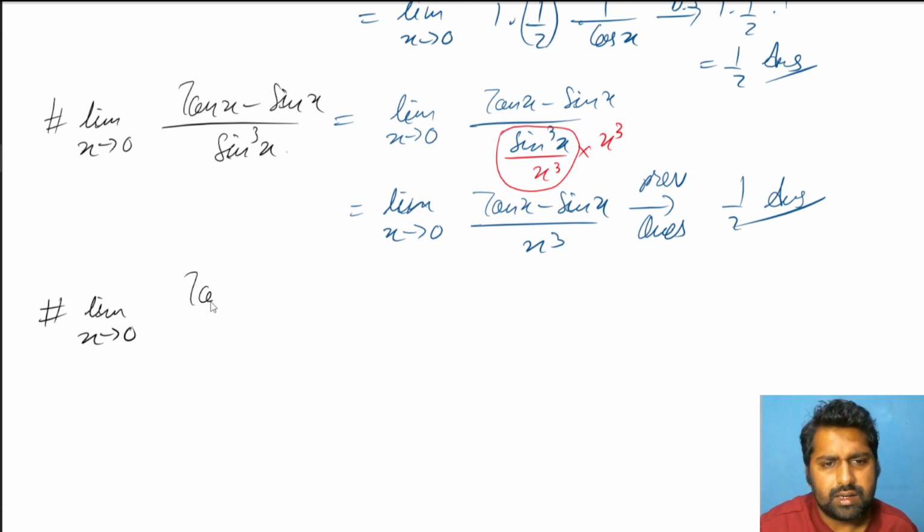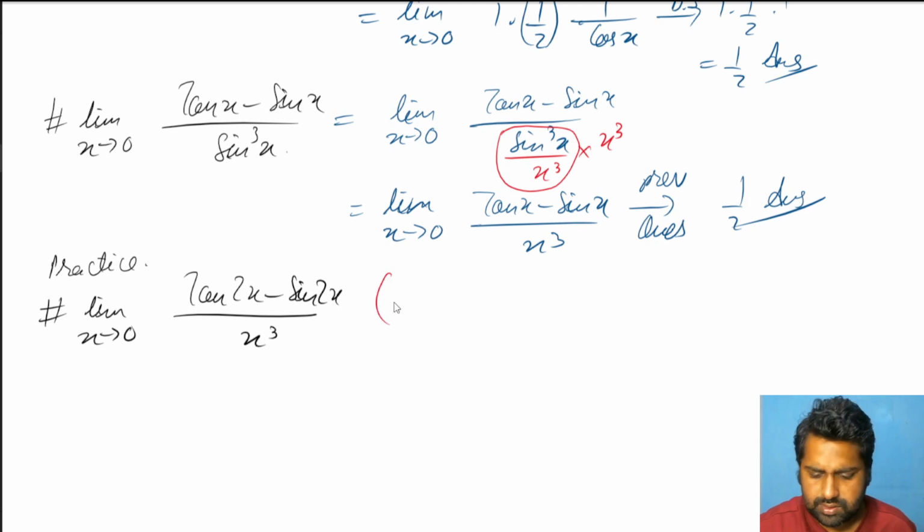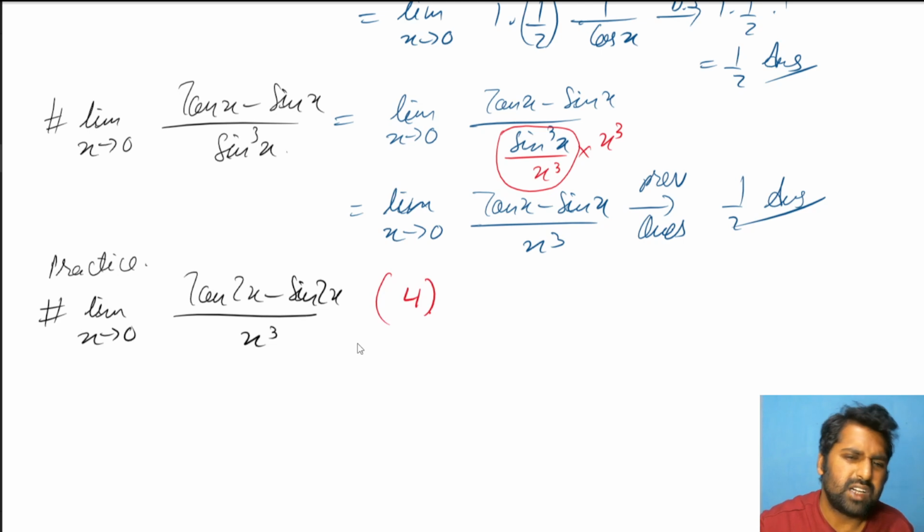Now for variation, what you can do is practice this with limit x tends to 0, tan 2x minus sin 2x by x cube. Practice this. Same idea. I'm giving you the answer. Answer for this is 4. Okay. Try to solve this on your own.